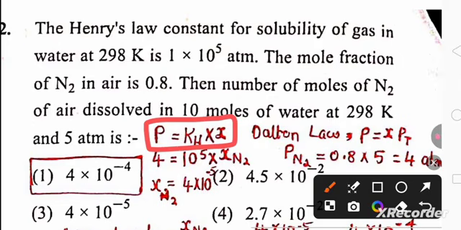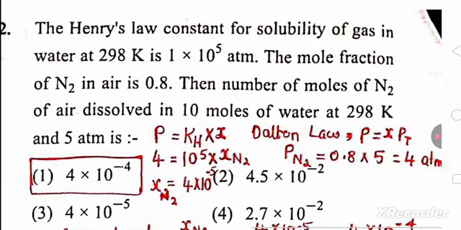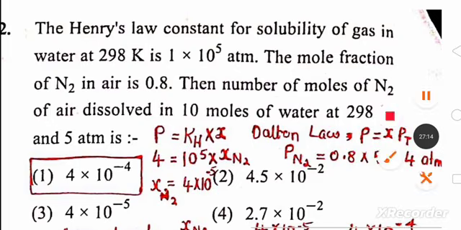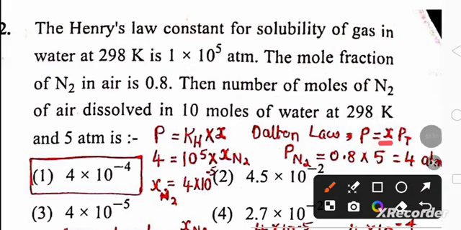Partial pressure of nitrogen gas is equal to its mole fraction times the total pressure. The mole fraction of nitrogen is 0.8, given. Mole fraction X means mole fraction. The mole fraction of nitrogen is 0.8 and the total pressure of the air is 5. When you multiply, you will get the partial pressure of nitrogen as 4.